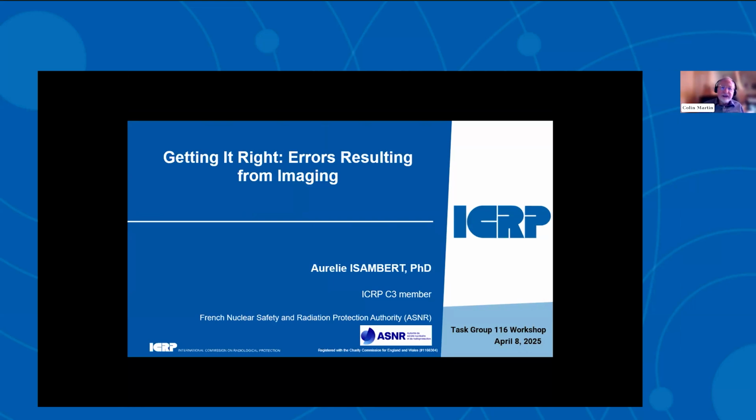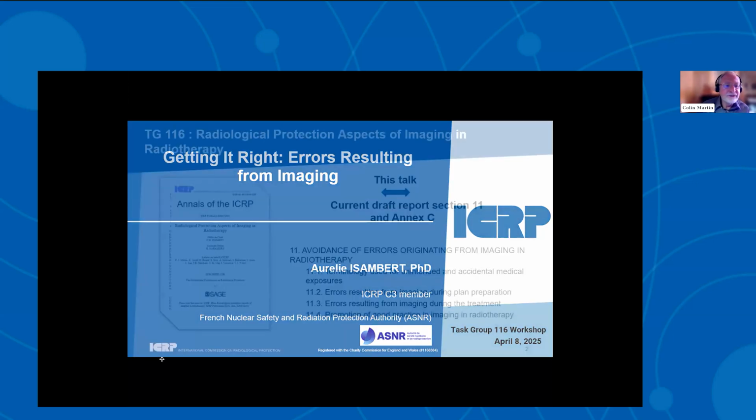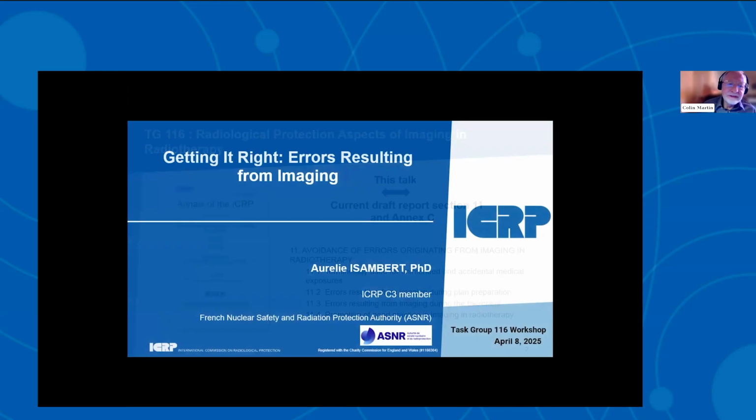Thomas. So we're running a little bit behind time, so we'll quickly move on to Aurelie Isambert from ASNR, the Nuclear Regulatory and Radiation Institute in France, who's going to talk about what can go wrong, some of the ways errors can occur and lead to errors in treatment, or imaging can lead to errors in treatment.